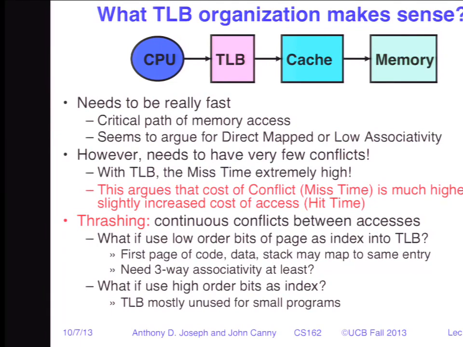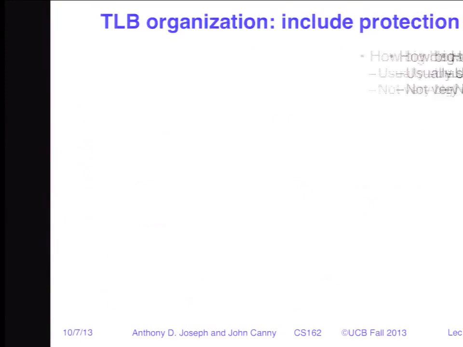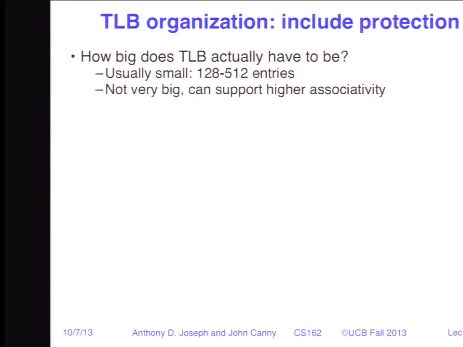policy to avoid conflicts. What if we use the high order bits instead as the index? Well, the high order bits are the high memory portions of a region, and for most programs, those aren't going to be used, which means most of our TLB entries will not even actually be used. So we want to avoid thrashing, and so we're willing to tolerate a slightly increased cost of access, a slightly higher hit time, in exchange for a much lower miss rate. So the best organization is going to be fully associative.